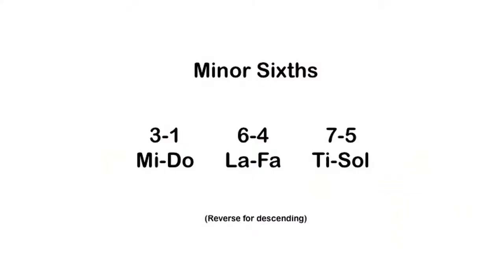Let's move on to the minor sixth. Minor sixths show up in 3 places in the major scale: between scale degree 3 and 1, 6 and 4, and 7 and 5. Typically, I'll recommend using scale degree 7 up to 5 as my ascending minor sixth.